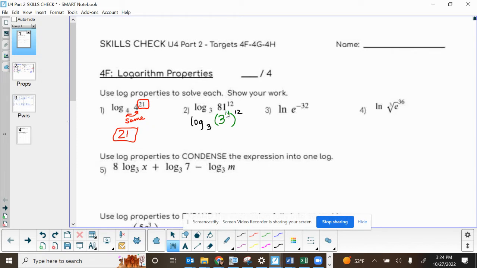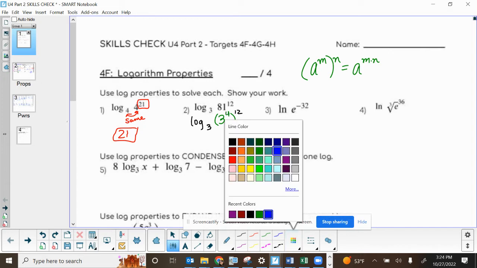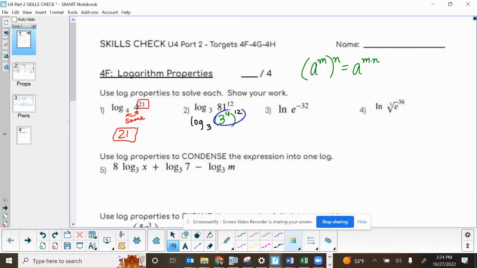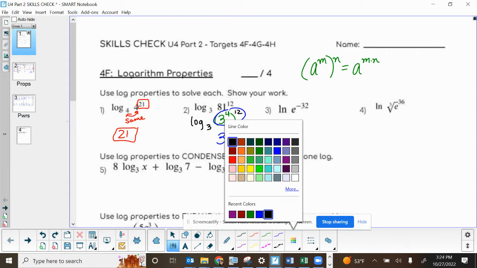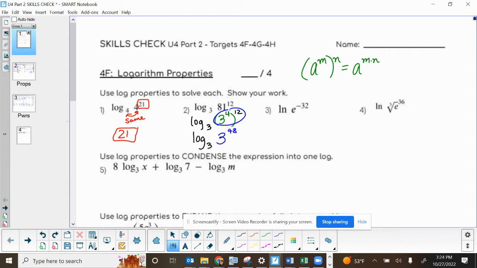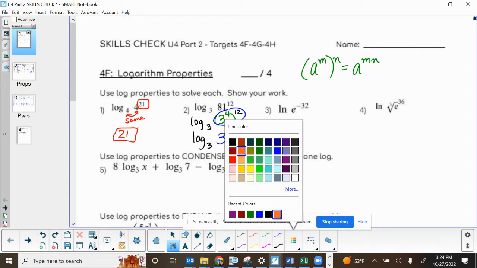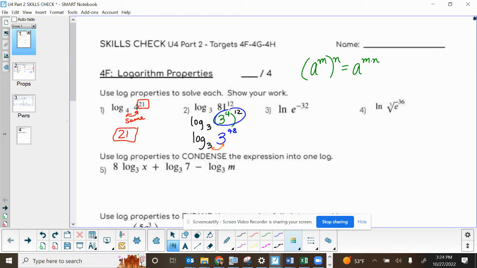And then I know that I have this property of exponents. So I know I can rewrite this portion as 3 to the 48. And so then I have log base 3 of 3 to the 48. And since these are the same, then I know that my answer is just 48.